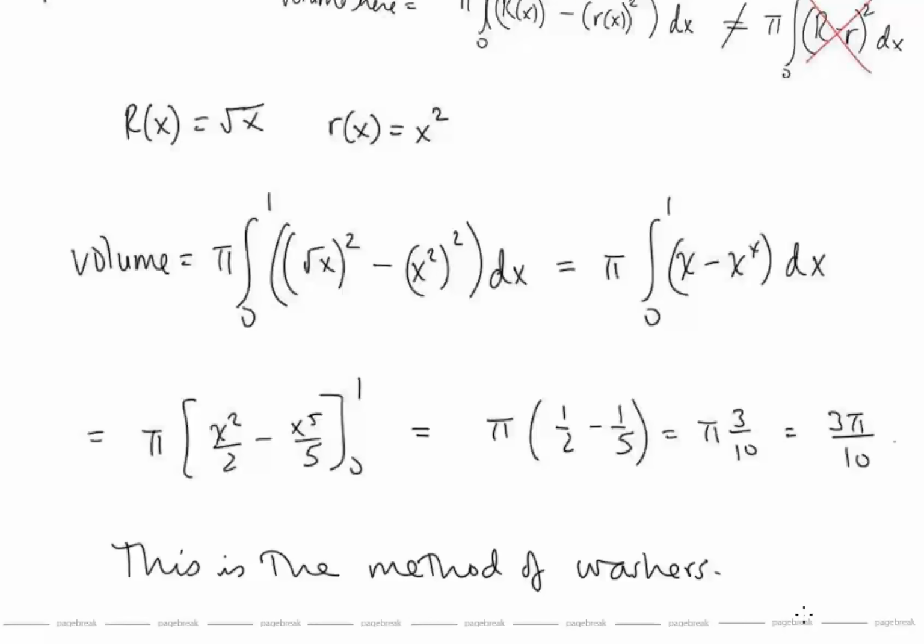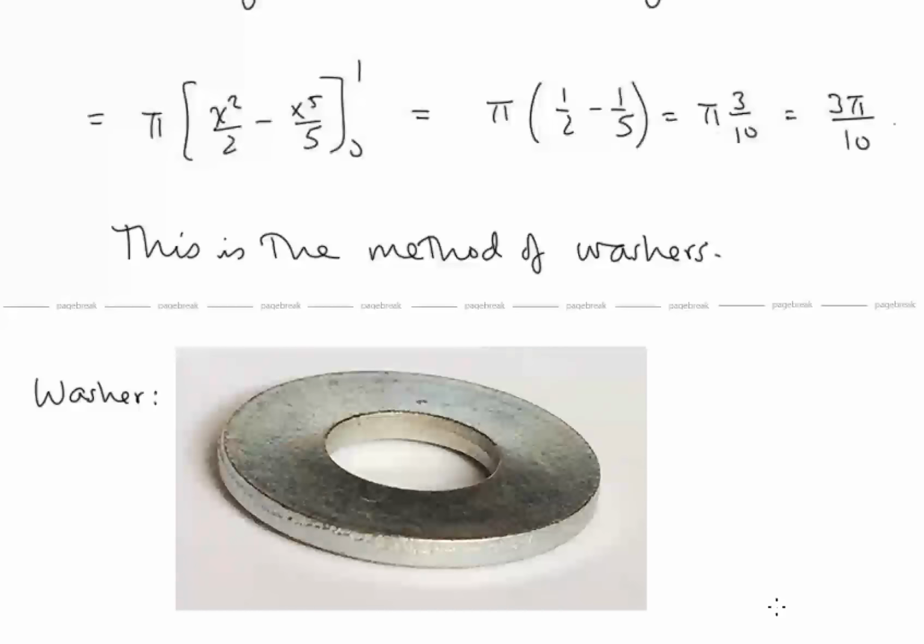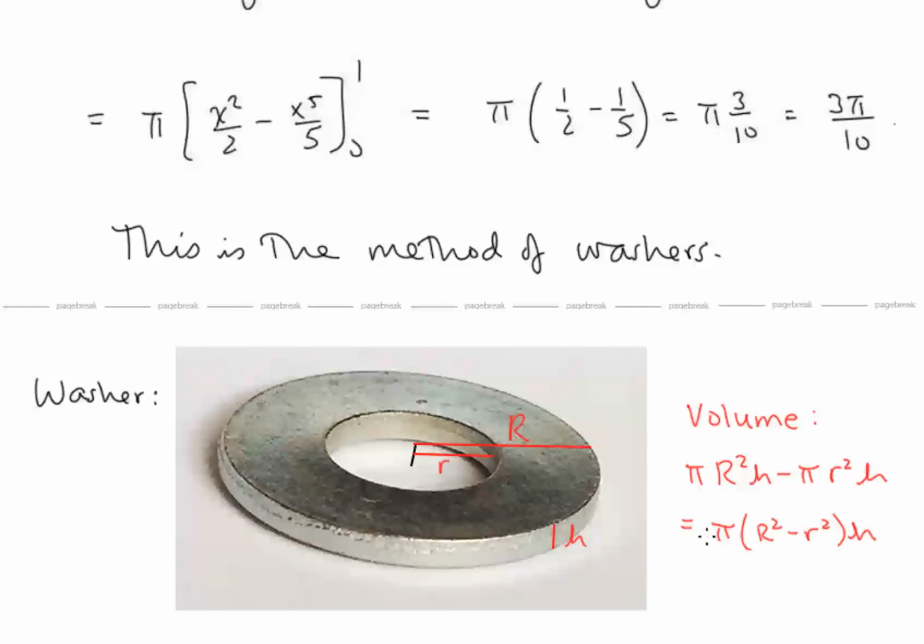And this is called the method of washers. So I don't know if you're familiar with your hardware, but this is a washer. And so we're going to consider the outer radius as capital R, the inner radius as little r, and then its height here for us is going to be delta x or delta y.